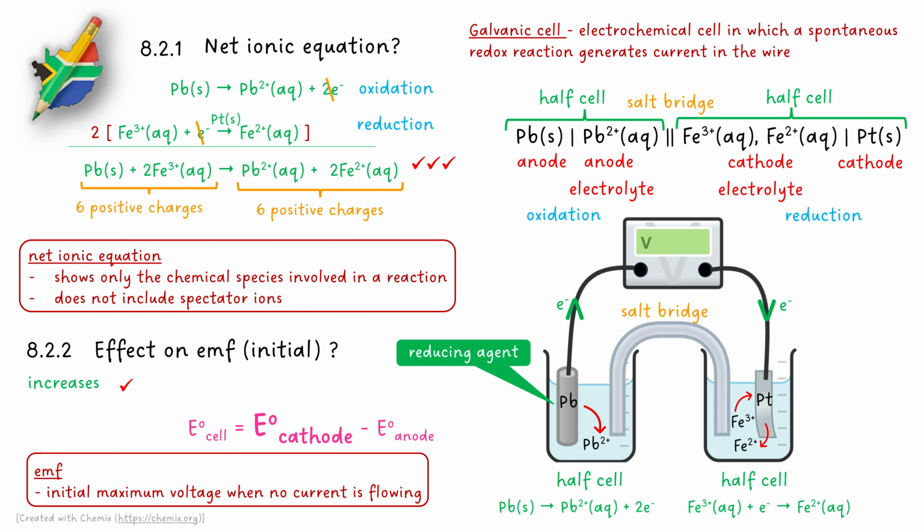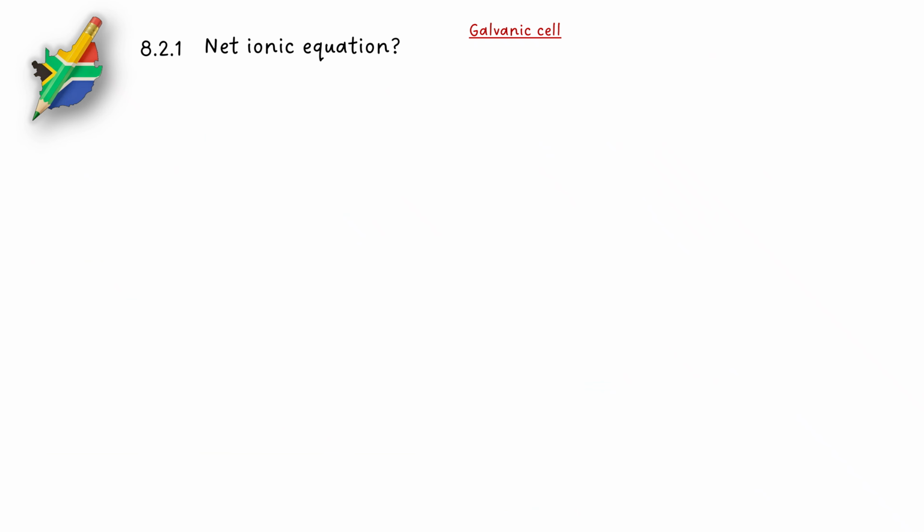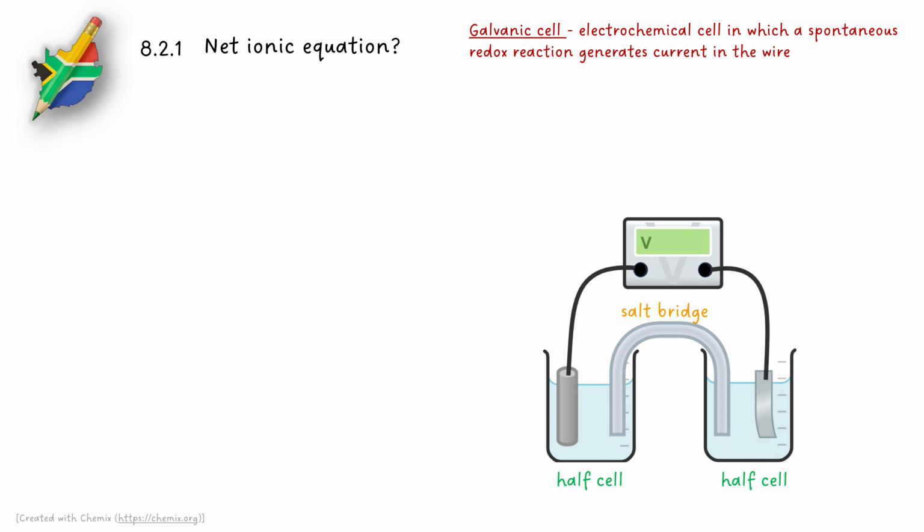This question asks us to determine the net ionic equation and how a different reducing agent influences the EMF. We are told the cell is a galvanic cell. In a galvanic cell, a spontaneous redox reaction occurs, and this generates electrical current in the wire. A galvanic cell always has two half cells, which are usually separated by a salt bridge. We are given the cell notation here.